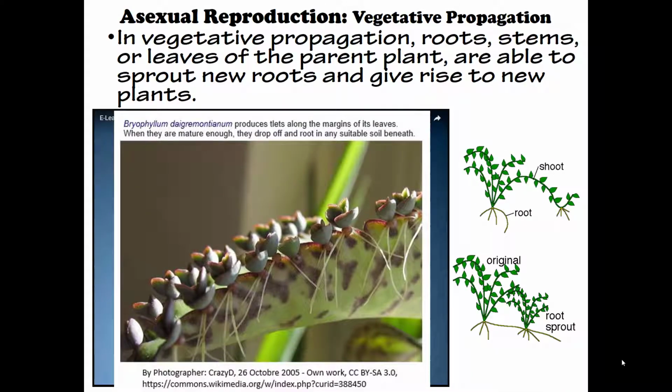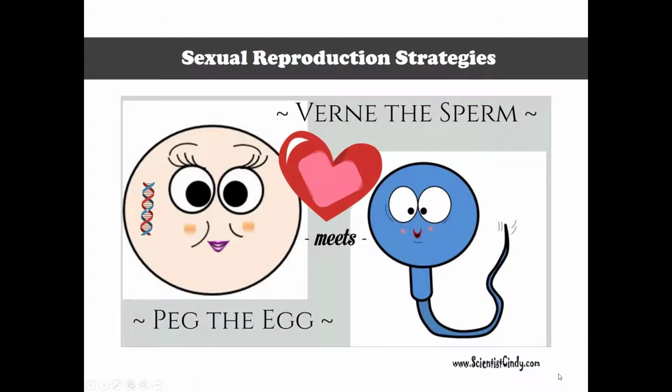Vegetative propagation is another form of asexual reproduction. In vegetative propagation, the roots, stems, or leaves of a plant are able to sprout new roots and give rise to a new plant. Next, let's look at sexual reproduction strategies.